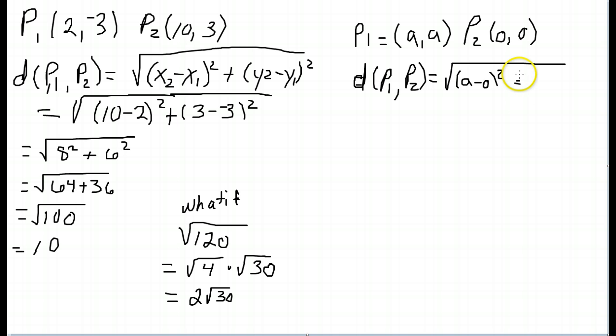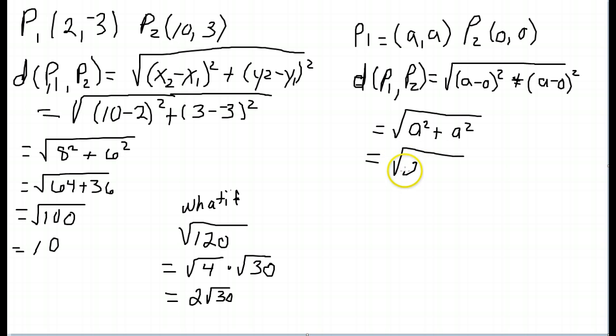And then the y's, plus, and then a minus 0 or 0 minus a, quantity squared. a minus 0 is a, so we have a squared plus a squared. When we have a squared plus a squared, we have 2a squared. Now, we can still simplify this more.